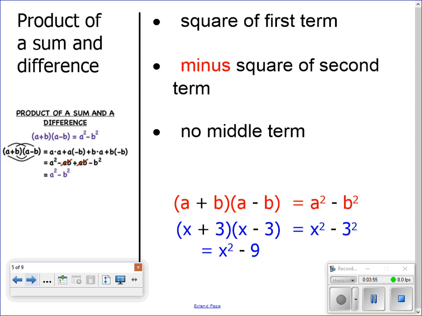And there will be no middle term. So if we have the product of a sum and a difference, it won't be a trinomial, it'll be another binomial. But that binomial will be the square of the first term minus the square of the second term. And there will be no middle term. Remember that when we have numbers, such as 3, and when we square 3, we do have to simplify that part. And so remember that 3 squared would end up being 9.